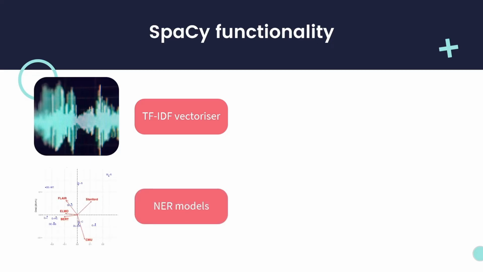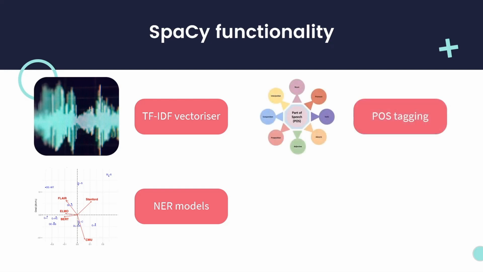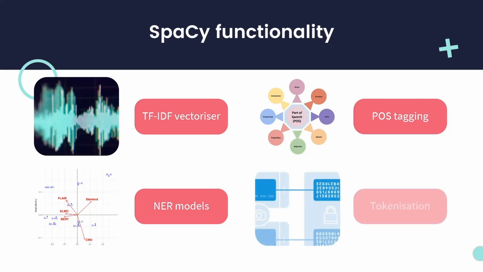Named entity recognition is another functionality of spaCy, which is primarily concerned with extracting key elements from text. Another application is part of speech tagging. Part of speech focuses on mapping words to their parts of speech. Then we also have tokenization.